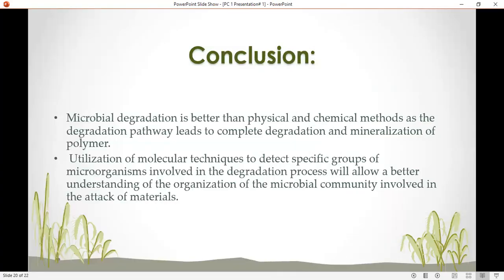Next is the conclusion. In conclusion, we see that microbial degradation is better than physical and chemical methods, as the degradation pathway leads to complete degradation and mineralization of the polymer. Utilization of molecular techniques to detect specific groups of microorganisms involved in the degradation process will allow better understanding. The biofilm community plays a significant role in modifying the physicochemical properties and degradation of plastic, as biofilm offers bioavailability of nutrients, ensuring metabolism without the accumulation of metabolic products, resulting in increased cell viability and degradation efficiency.